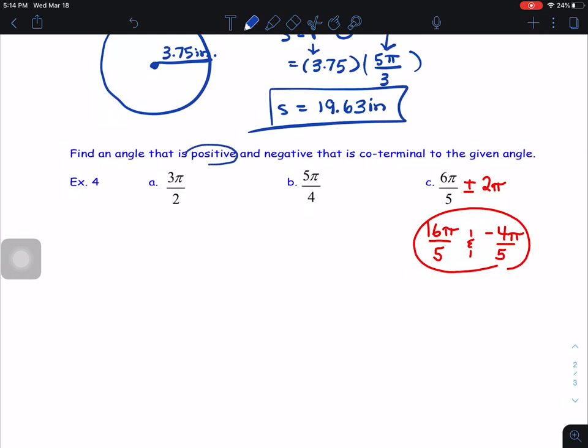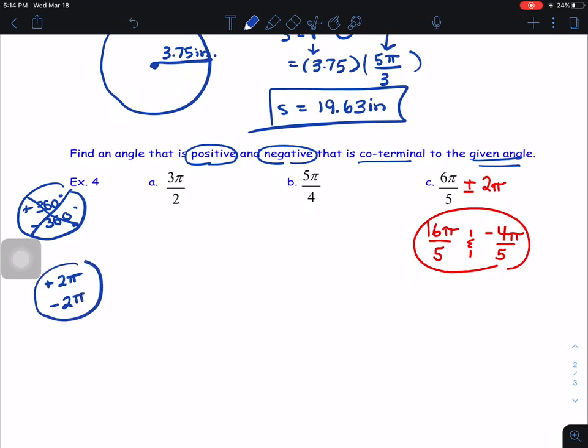Okay, here we're asked to come up with one positive and one negative coterminal angle, but notice the angle we're given is not in degrees, it's in radians, and we're going to leave it in radians. Okay, but you got to think to yourself, instead of adding and subtracting 360, because that's for degrees, we are going to add and subtract 2 pi, because that's really going all the way around a circle in radians. So I'm going to add 2 pi to 3 pi over 2, and then I'm going to subtract 2 pi from 3 pi over 2.